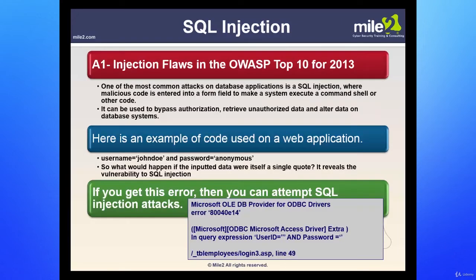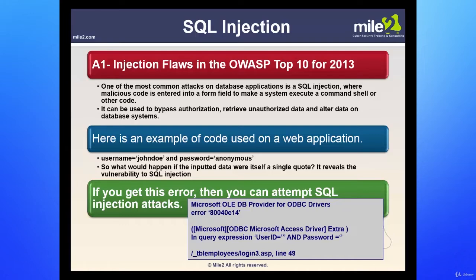Okay, so when it comes down to injection flaws, this was number one on the OWASP list that we already discussed. One of the most common attacks on database applications is SQL injection. This is where malicious code is entered into a field to make the system execute a command shell or other code. It can also be used to bypass authorization, retrieve unauthorized data, and alter data on the database systems themselves.